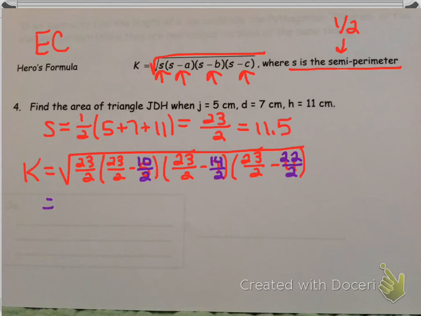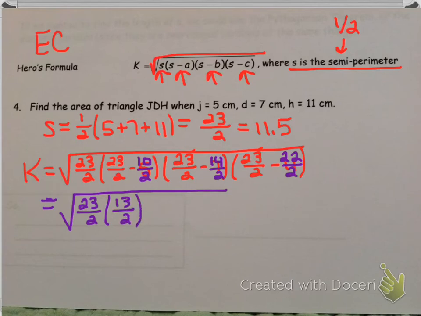And so now I can begin the simplifying. So I have 23 halves, of course, here. Up in the first set of parentheses, I have 23 halves minus 10 halves, which is 13 halves. The second set of parentheses gives me 9 halves. And the final set of parentheses gives me 1 half.